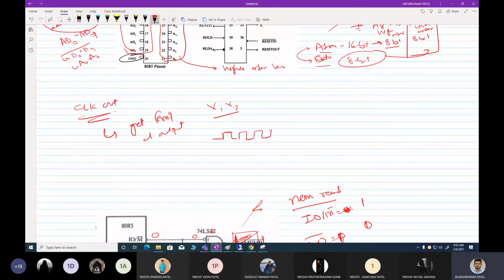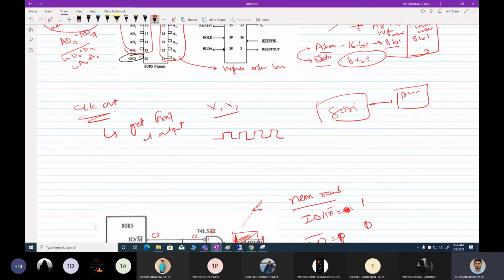Now it is possible that you have some peripheral devices with the 8085. 8085 along with some peripheral devices. What kind of peripheral devices? There can be a number of peripheral devices.